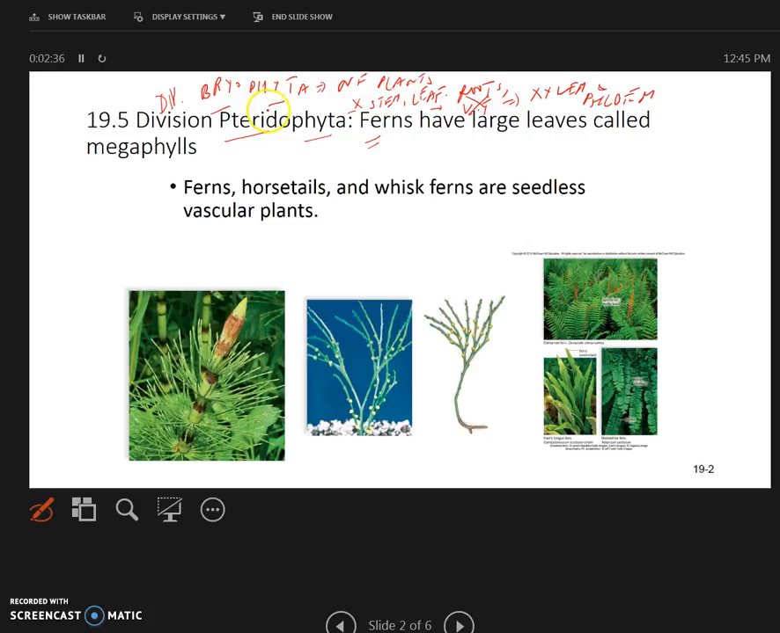So now we come to pteridophytes. So pteridophytes, remember, like I said, include ferns, horsetails, and whisk ferns. These are, of course, seedless. They don't have seeds, but watch what I'm going to be writing. So they are primitive. They are seedless, but they have vascular tissues. So here you are going to see vascular tissues. What are the vascular tissues? The xylem and the phloem.